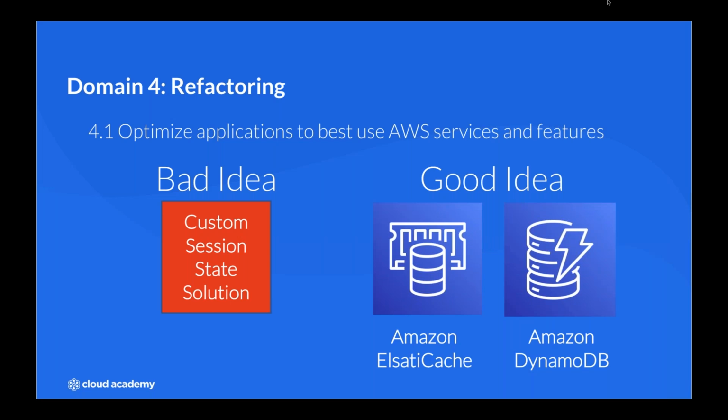So instead of using custom state solutions where you're creating a login and you get this EC2 instance and you've got to manage it, use some sort of caching solution like with Elasticache, specifically Redis, not Memcached. And if those words are new to you, you should probably take a look at them before you take the exam. Amazon DynamoDB is another way to save state.